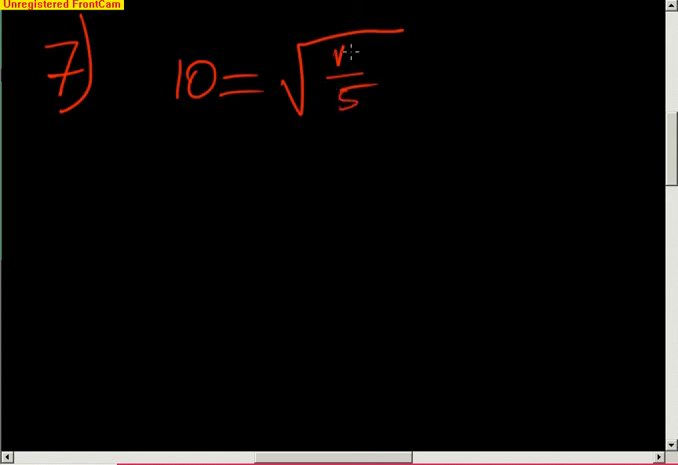So I look at this. In algebra, I always want to get the variable by itself. I want to get v by itself. I don't want it to be divided by 5. I don't want to have the square root taken of it. So I have to work my way into that v. Here we go. 10 equals the square root of v.